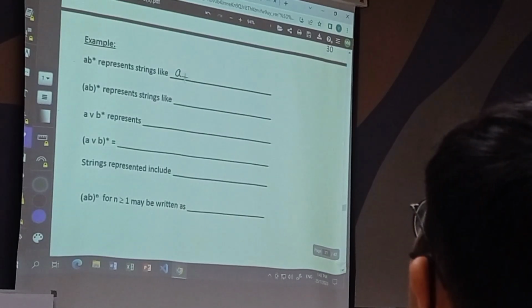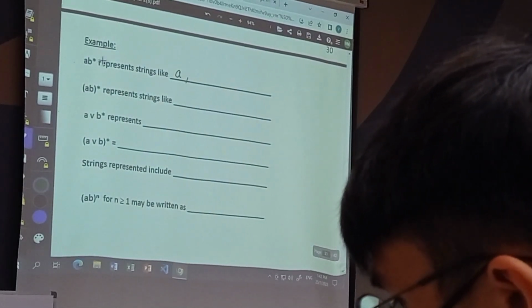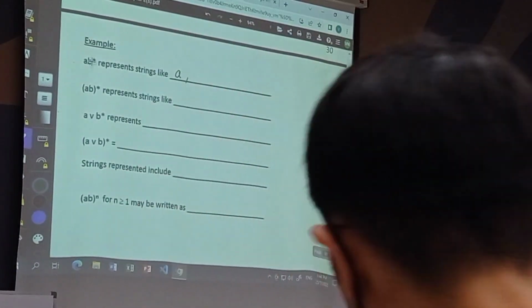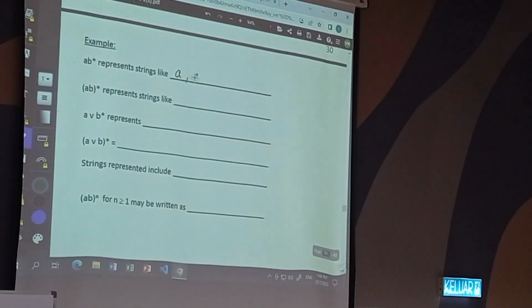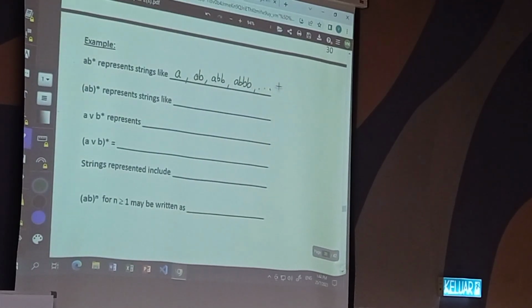If the asterisk is 0, then I don't have B, right? So I have one A only. Okay? And then if the asterisk is 1, then I will have AB. If the asterisk is 2, I will have ABB. If the asterisk is 3, I will have ABBB and so on. Because the B is a loop.